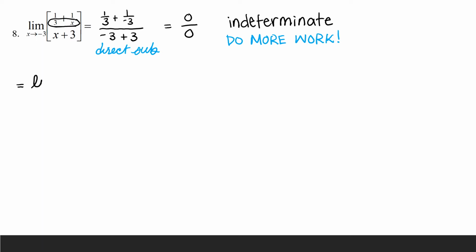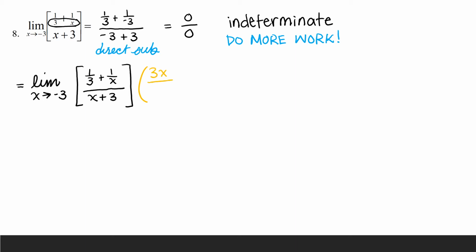So I have the limit as x approaches -3 of (1/3 + 1/x) all over (x + 3). And I'm going to multiply by the least common multiple of 3 and x, which is 3x. For this problem, you could also try combining rational expressions and combine these two fractions here, if you felt like it. But in this case, multiplying by the least common multiple is going to be a little easier.